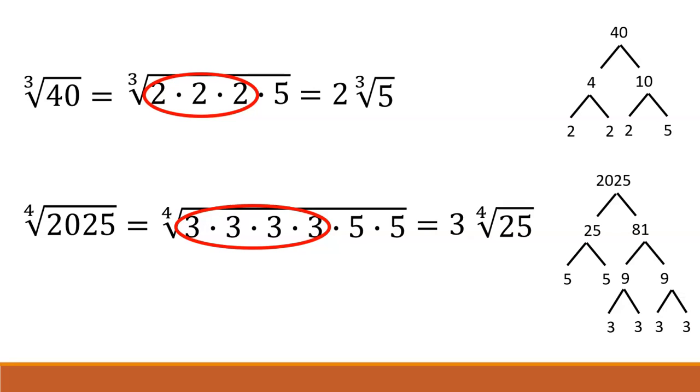So far we've only looked at radical expressions that have numbers in them. But what if a radical expression has a variable in it? Well, the same principles apply, and let's look at a square root first.